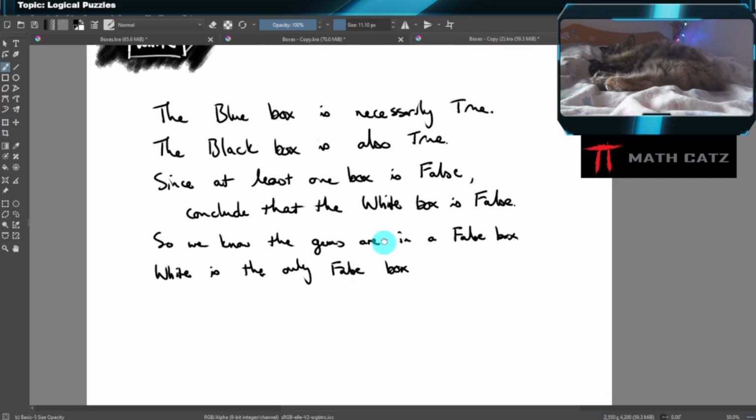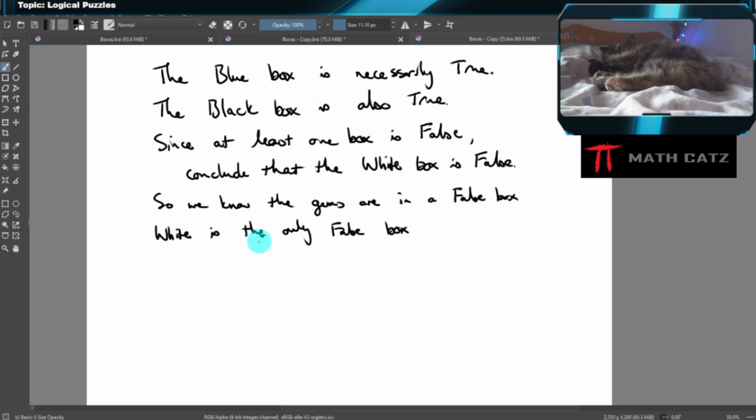Let's move this up a little. And so we conclude that the gems are in the white box.